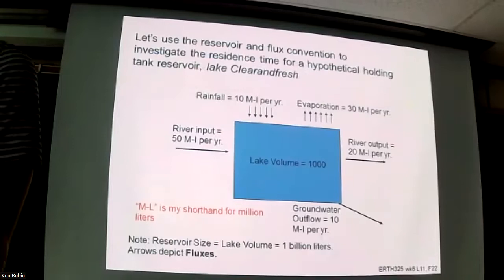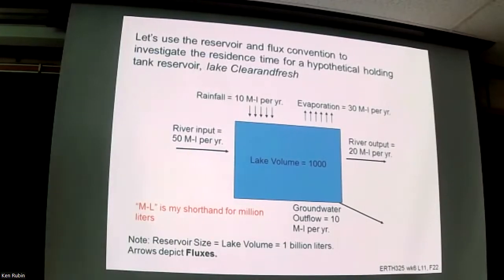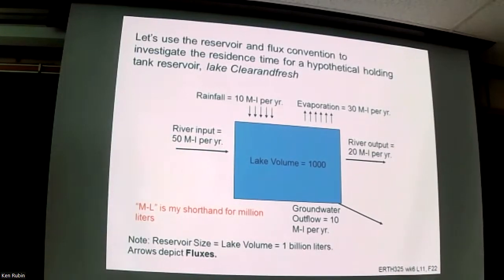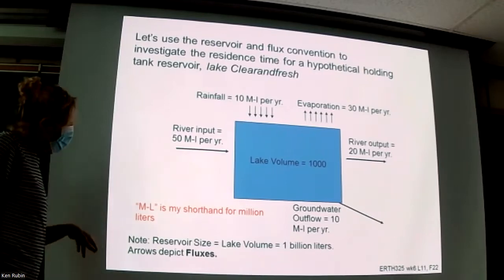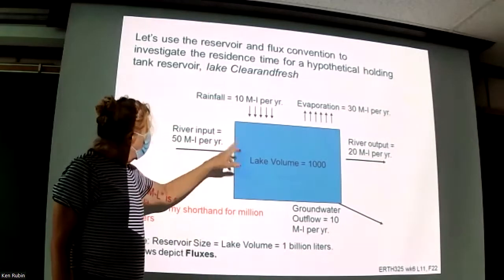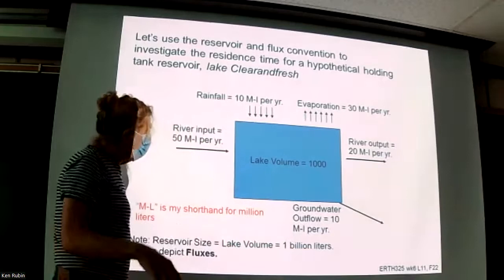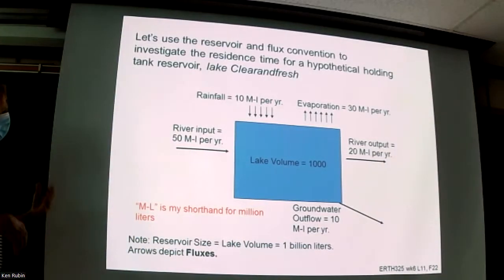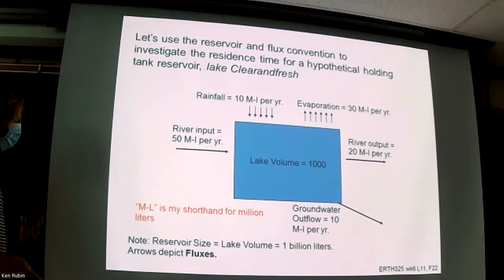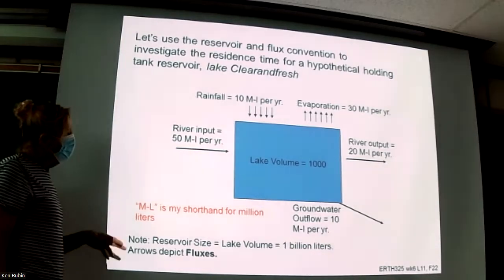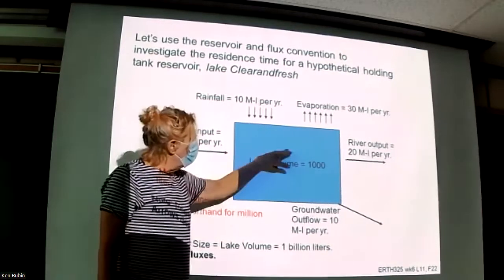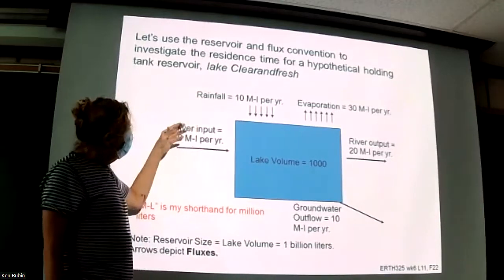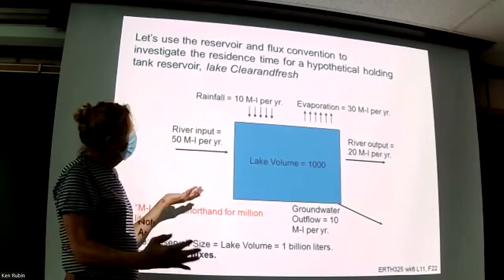I see. So this is an example of a lake, and this lake has a volume, and these numbers are all in sort of billions of liters or millions of liters per year in terms of transfer functions. This is a lake. It's got 1,000 units of water in it, and it's got these fluxes coming in and out.